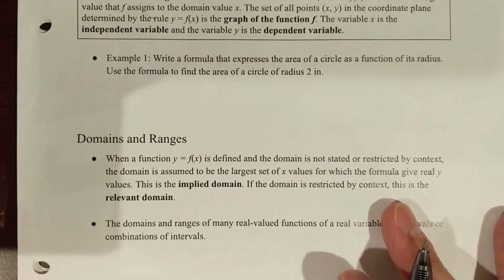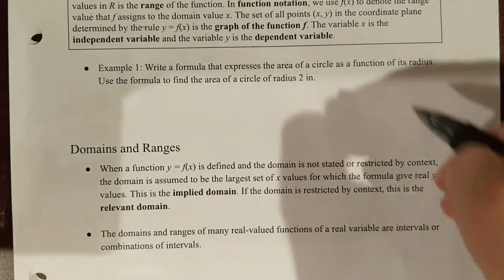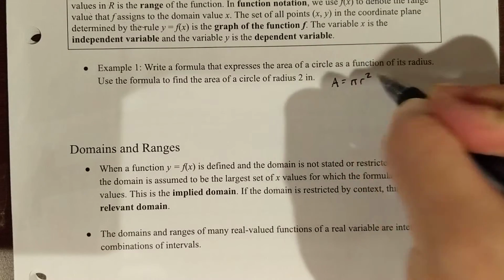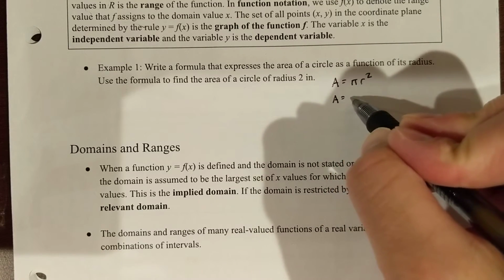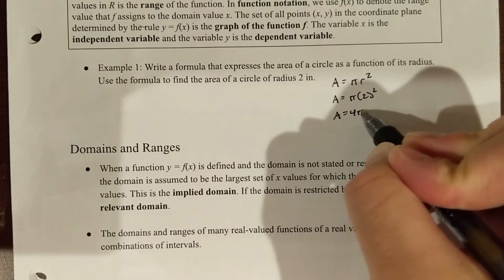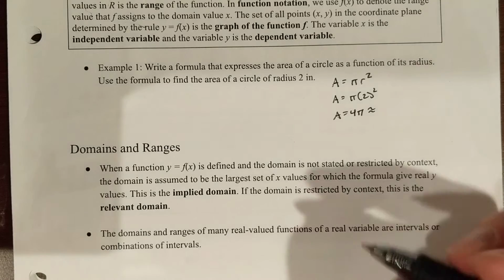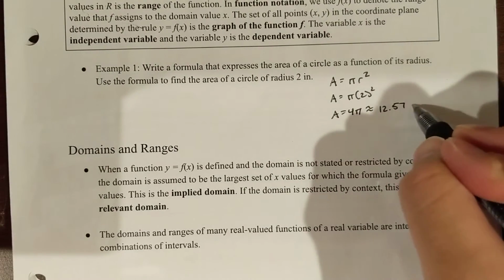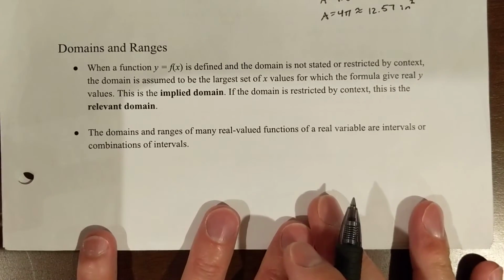All right, so example 1, write a formula that expresses the area of a circle as a function of its radius. So this one is actually maybe something you've memorized. The area of a circle is equal to pi r squared. So find the area of a circle with a radius of 2 inches. Area is equal to pi times 2 squared, so the area is equal to 4 pi, which is about, if you want to make it a decimal, 12.57 square inches.